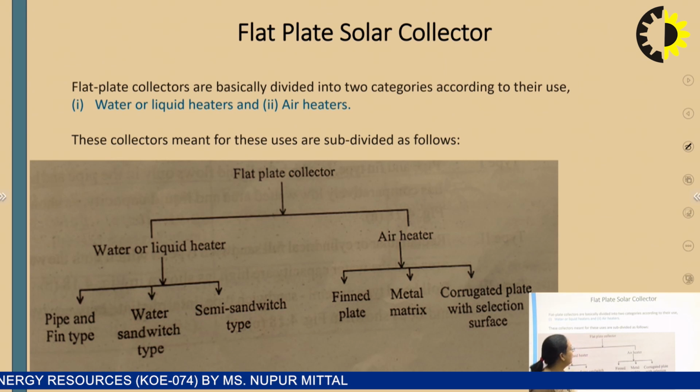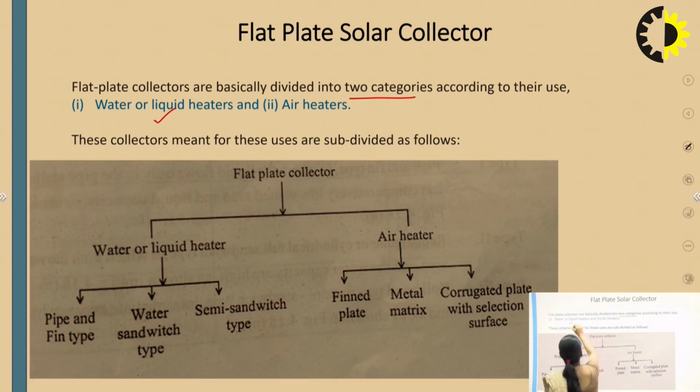So basically these flat plate collectors are divided into two categories according to their use. The first one is the water or liquid heater, and the other is the air heater, right? These are further subdivided: water or liquid heater is divided into three parts, and similarly the air heater is divided into three parts, right?